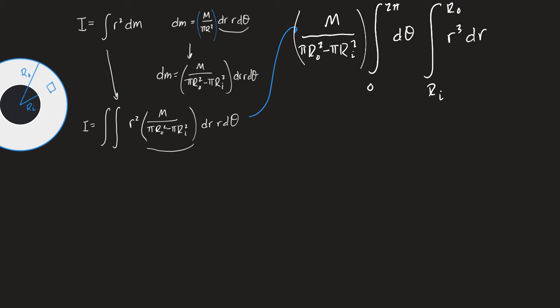Now, this one's easy. That's just 2 pi, right? No trouble with that? We've done it before, so I don't feel like I have to go through the whole thing. That's theta to the 0 power, so the antiderivative becomes theta to the 1 power, and then I sub in 2 pi. So I don't really want to spend a lot of time with that, but I will rewrite the next level. M over pi r outer squared minus pi r inner squared, now times 2 pi.